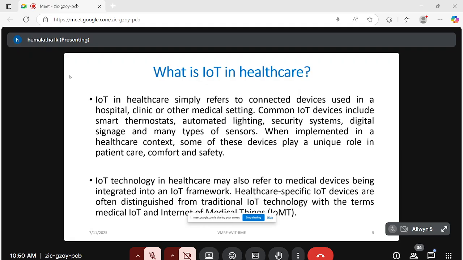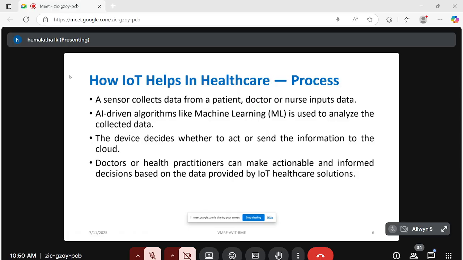So here we are confining, instead of talking like IoT, we are now calling it the Internet of Medical Things, IoMT, specific to the healthcare industry. So how is IoT helping the healthcare industry? If we see, the sensor collects the data from the patient, doctor, or nurse, and those data are collected as input data. And we are using AI-driven algorithms like machine learning and deep learning techniques to analyze the collected data. So all data are collected, and we are doing some machine learning process.